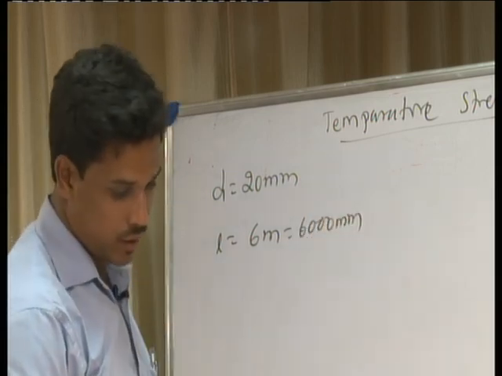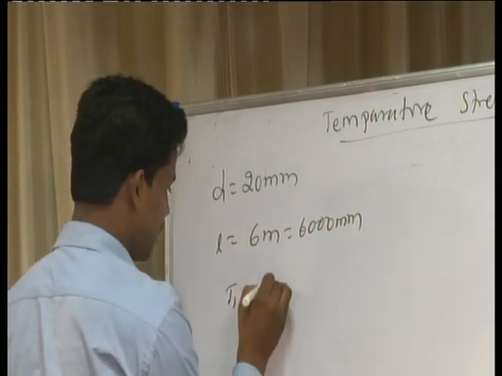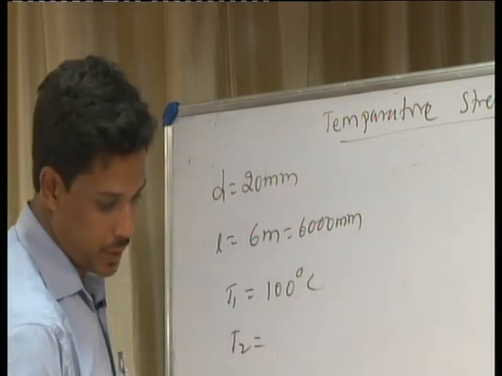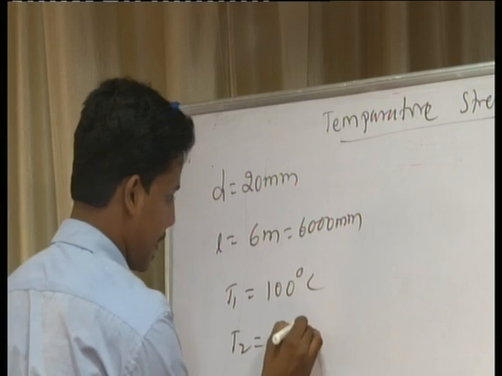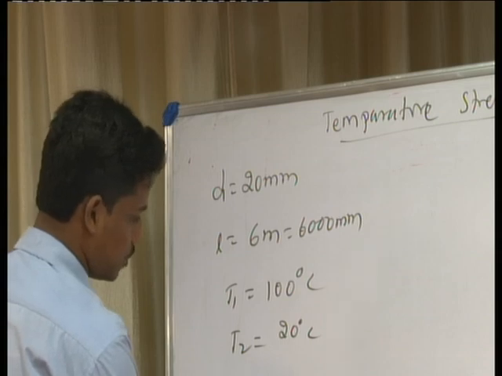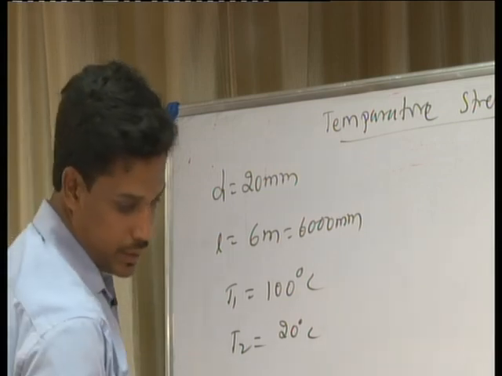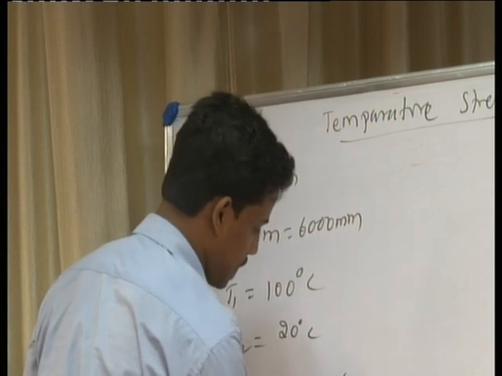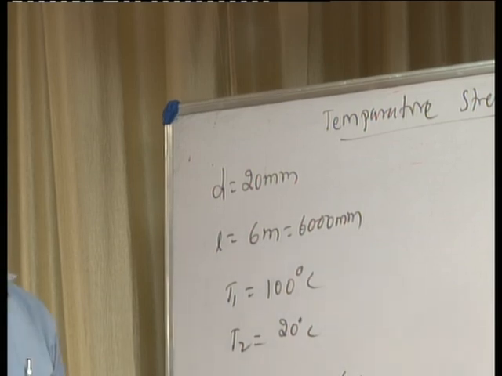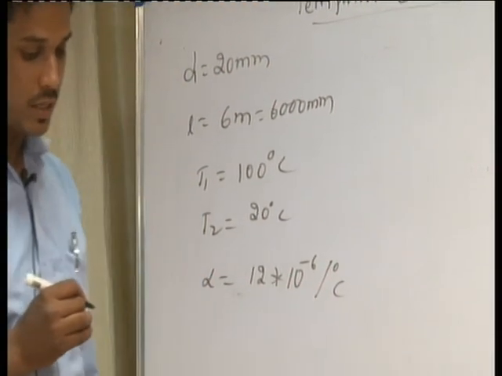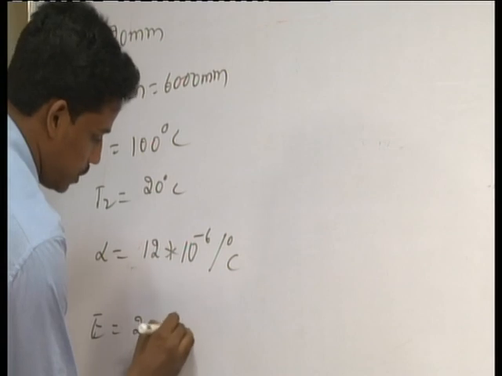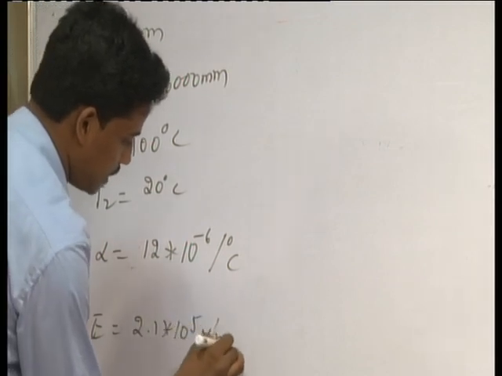Third one, T1 is 100 degree centigrade. T2 is 20 degree centigrade. Alpha is 12 into 10 to the power of minus 6 per degree centigrade. Another thing given here is Young's modulus E is equal to 2.1 into 10 to the power of 5 Newton per millimeter square.